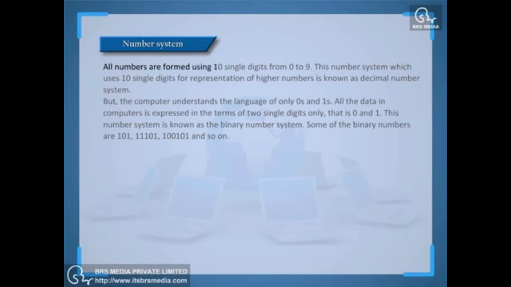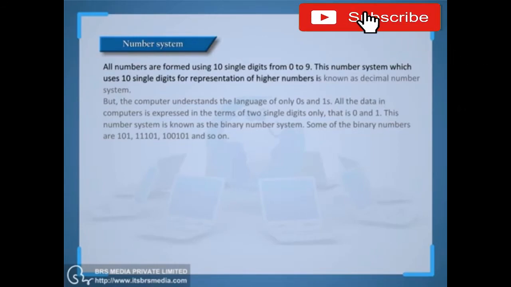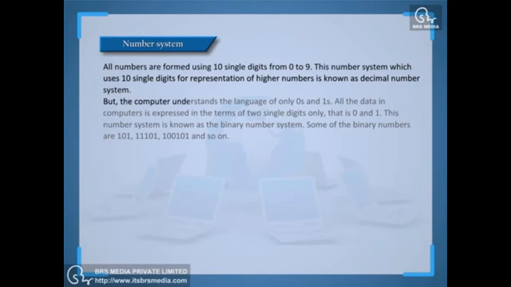Number system. All numbers are formed using 10 single digits from 0 to 9. This number system, which uses 10 single digits for representation of higher numbers, is known as decimal number system. But the computer understands the language of only zeros and ones. All the data in computers is expressed in terms of 2 single digits only, that is 0 and 1. This number system is known as the binary number system.